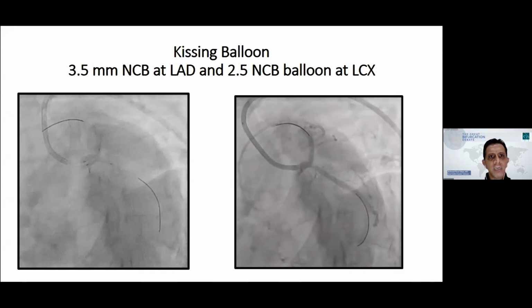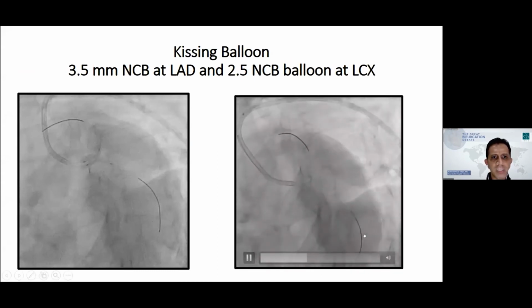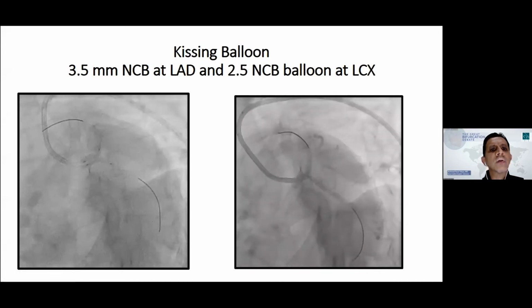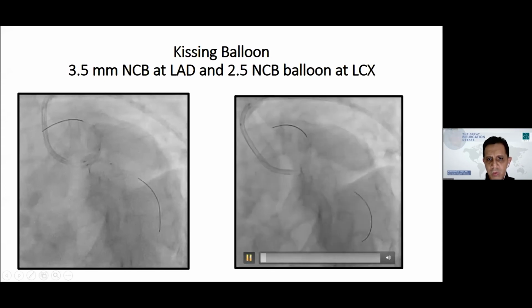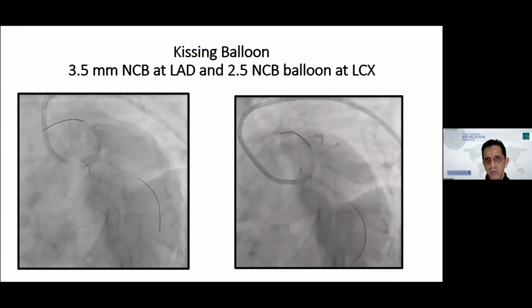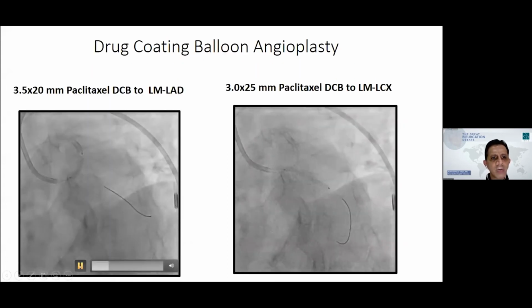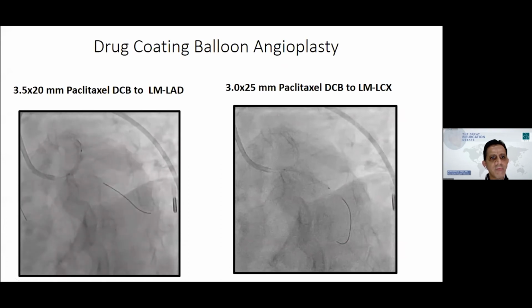So what we did, we performed kissing balloon using a 3.5 non-compliant balloon at the LAD. After that we did cutting balloon. And sequentially, we treated using a drug-coated balloon, 3.5/20 paclitaxel DCB, to left main LAD, and then a 3.0/25 partial DCB to left main circumflex.